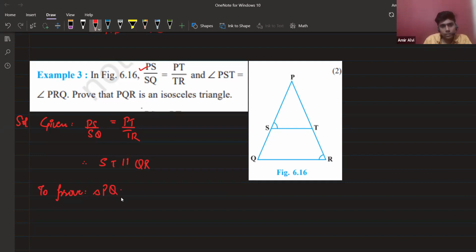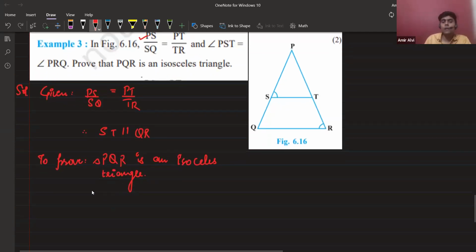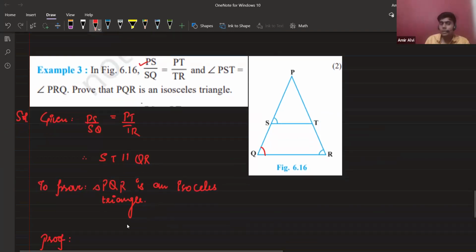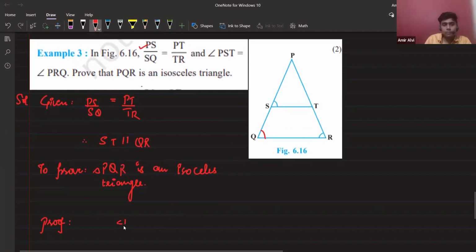Triangle PQR is an isosceles triangle. Clear? Let's come to the proof part. Adil, see in the figure, if the lines are parallel, then this angle S will be equal to this angle Q. Can you tell me why? They are parallel, but why is angle PST equal to angle PQR?